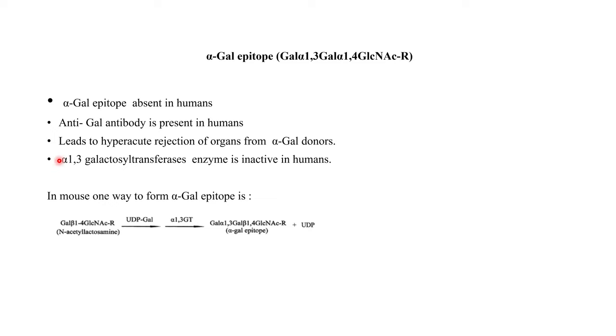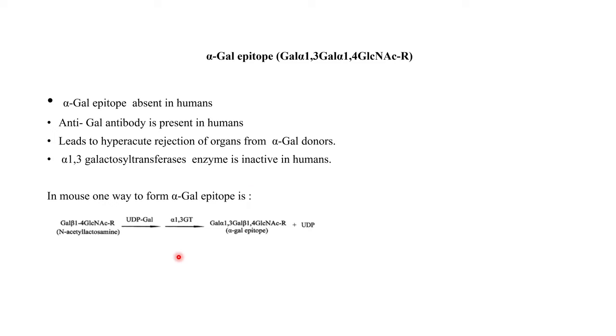And the enzyme that catalyzes this alpha gal epitope is the alpha gal transferase enzyme that is usually inactive in humans at present. However, in the past, it could be active based on the human genome sequencing.